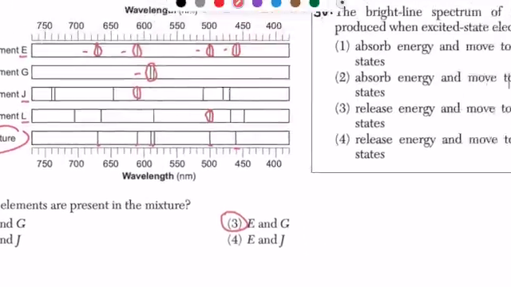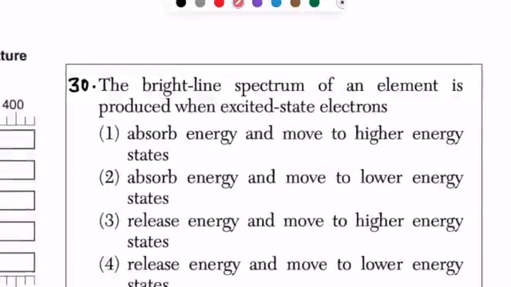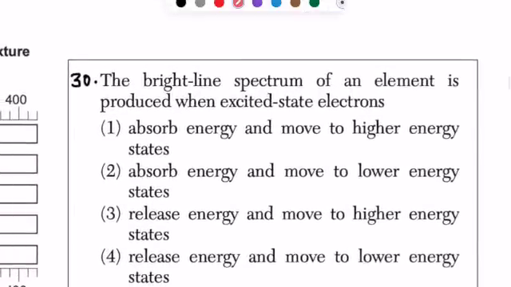And then the second type of question that you must be able to answer is, how is the bright line spectrum created? So remember how we were saying that when an electron absorbs energy, it goes to a higher energy level, and then when it's coming back and it releases that energy is what creates the bright line spectrum.